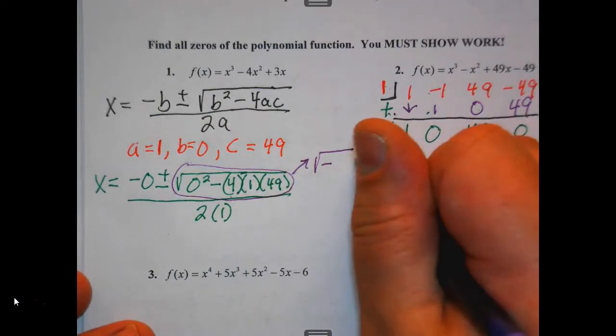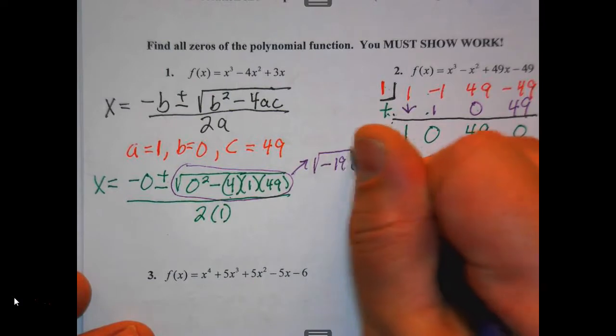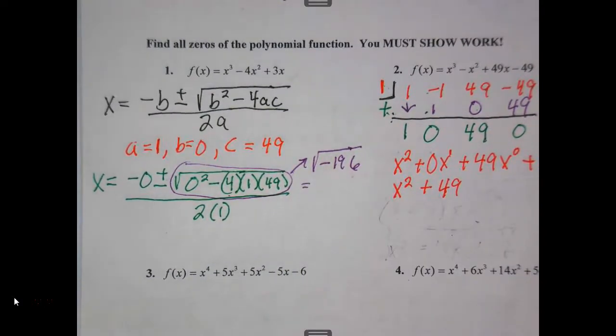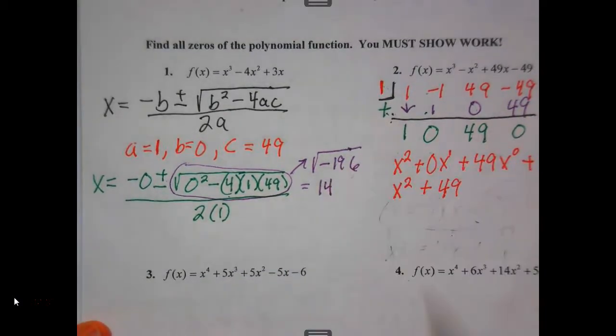Let's see, 196. What's the square root of negative 196? How about this? What's the square root of 196? That's right, 14. Very good, children.